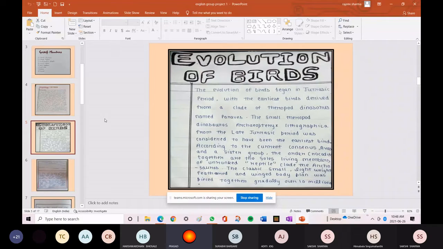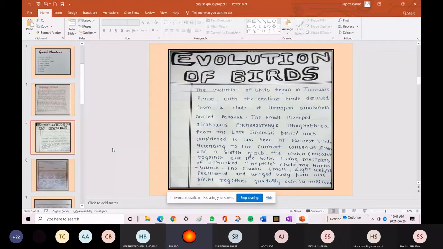earliest bird. According to the current consensus, birds and the sister group, the order Crocodilia, together are the sole living members of the unranked reptile clade Archosauria. The classic small, lightweight, feathered, and winged body plan was pieced together gradually over 10 million years. Thank you.